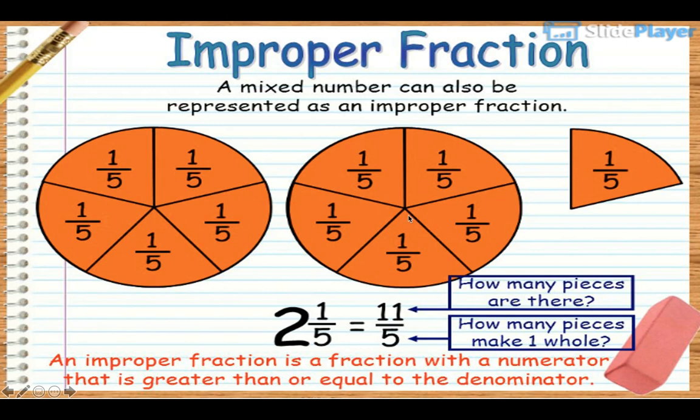Then you have a second group of 5 pieces that represent a second whole. So that's 2 wholes or 10 pieces. And then you have one extra. An improper fraction is a fraction with a numerator that's greater than or equal to the denominator. Okay?